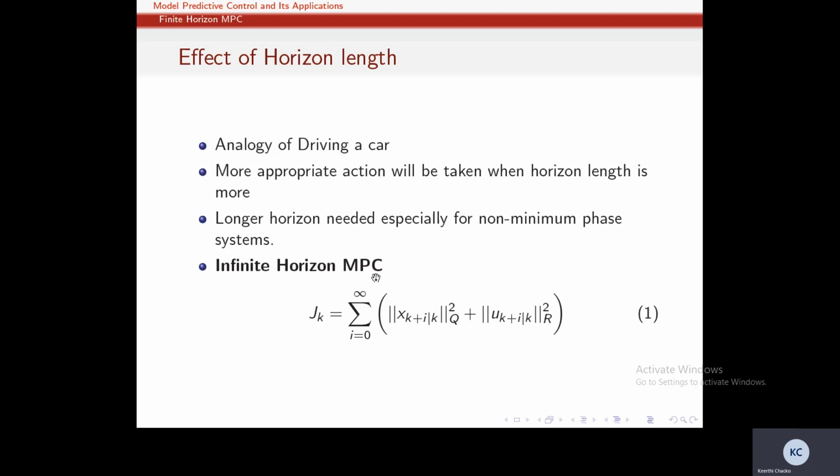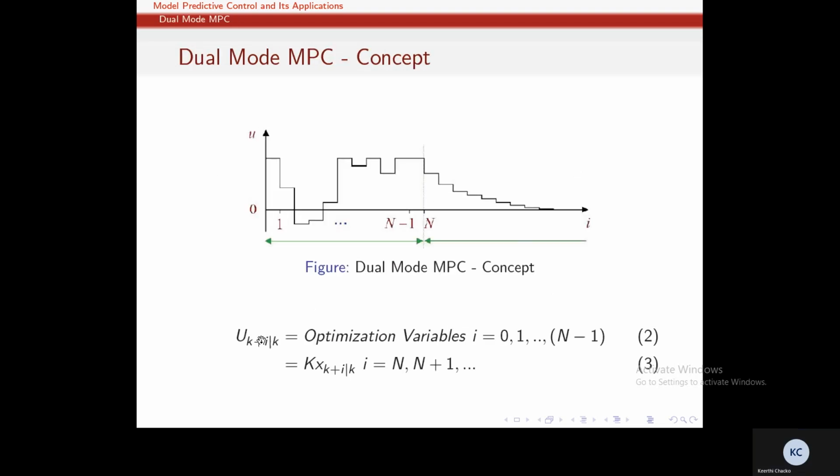Thus the concept of infinite horizon MPC came up, where we optimize the cost over an infinite horizon. But the problem is that as the horizon increases, the computation requirement also increases. So practically we cannot implement such an infinite horizon MPC. Thus this gave rise to the dual mode MPC concept.